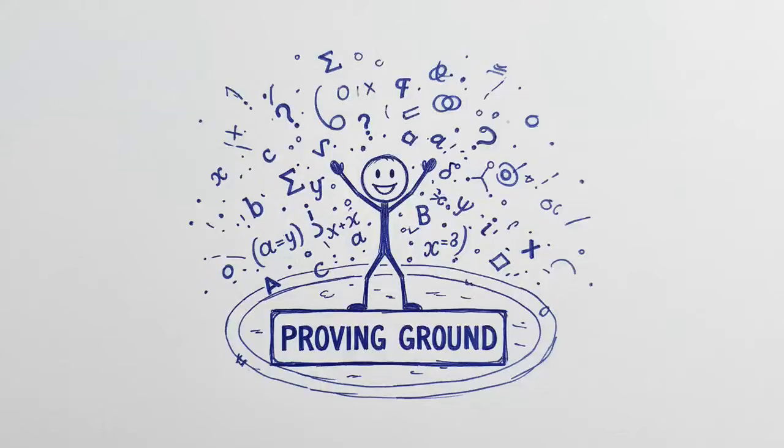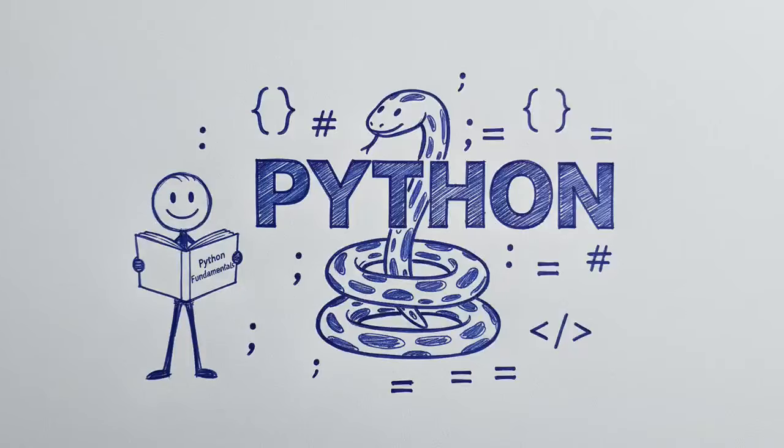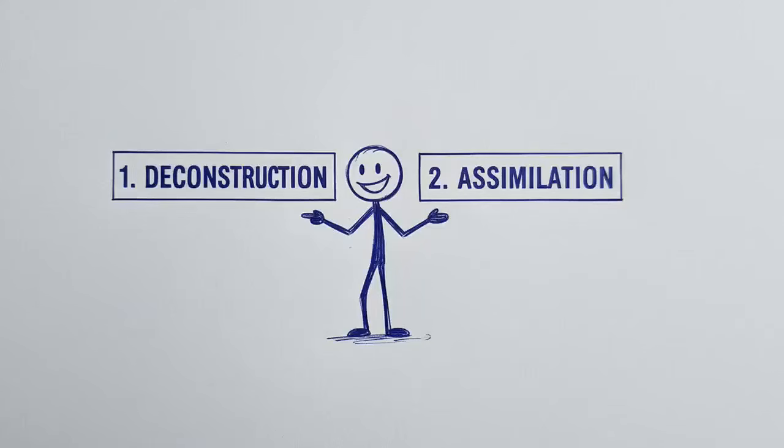Now, to make this all feel real and not just abstract theory, we need a proving ground. So throughout this video, we're going to apply every single step to learning a valuable and complex new skill from scratch. We are going to learn the fundamentals of Python programming. By the end, you will see exactly how to execute the theory, not just understand it. So let's begin with the first 2 steps of the method, deconstruction and assimilation.